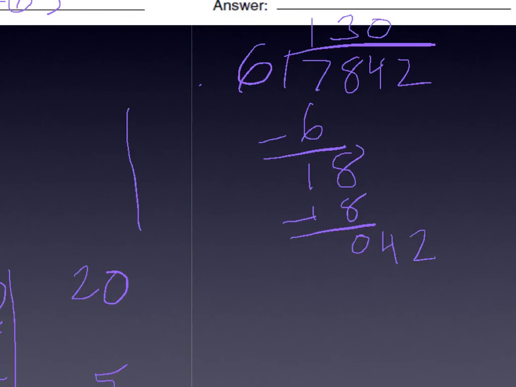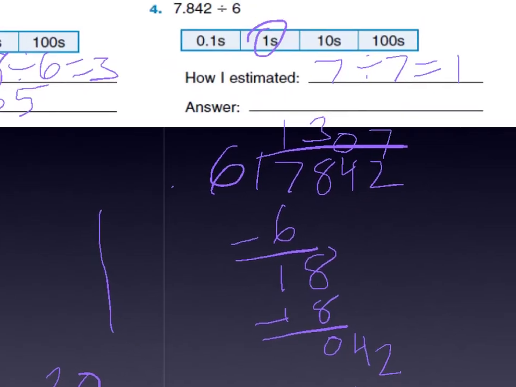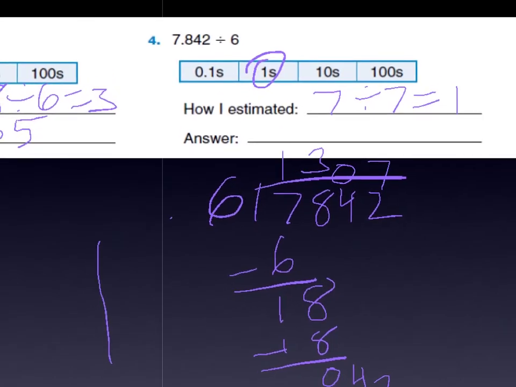6 goes into 42 7 times. 6 times 7 is 42. 42 minus 42 is 0. Let me zoom up. 1307 is my answer. My decimal needs to be in the ones place. Bam. Okay, just like that.